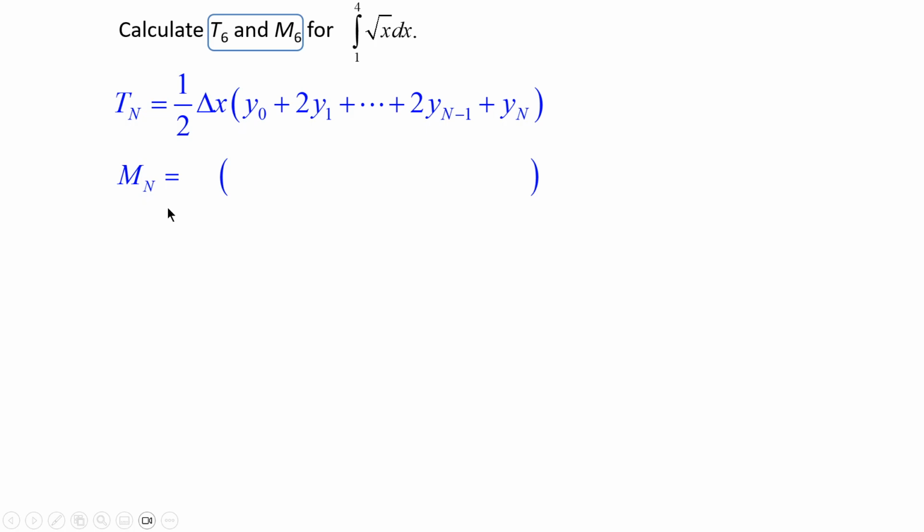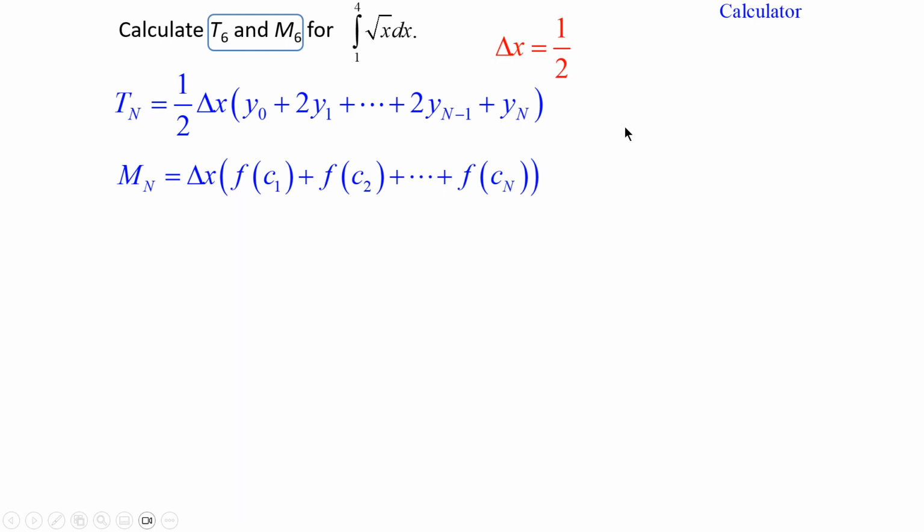Okay, so M sub n. That's just a delta x out front right there. And then we've got our f of c sub 1 all the way to our f of c sub n. So delta x, well, you guys all see b minus a would be 3. N is 6, 3 over 6, 1/2.